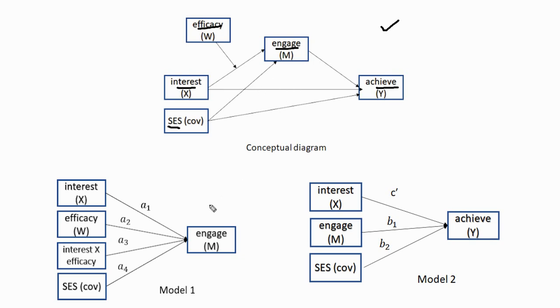So the two regression models that we will be working with look like these below right here. You've got engagement regressed onto interest, efficacy, the product of interest and efficacy, and then also socioeconomic status. For model 2 right here, we've got achievement regressed onto interest, engagement, and SES.